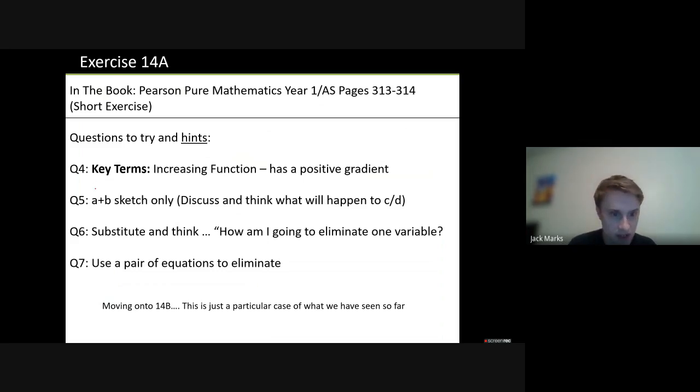Recommended questions for you to have a go at, and some hints for the questions in 14a. These would be very good questions to make sure that you have a good go at.